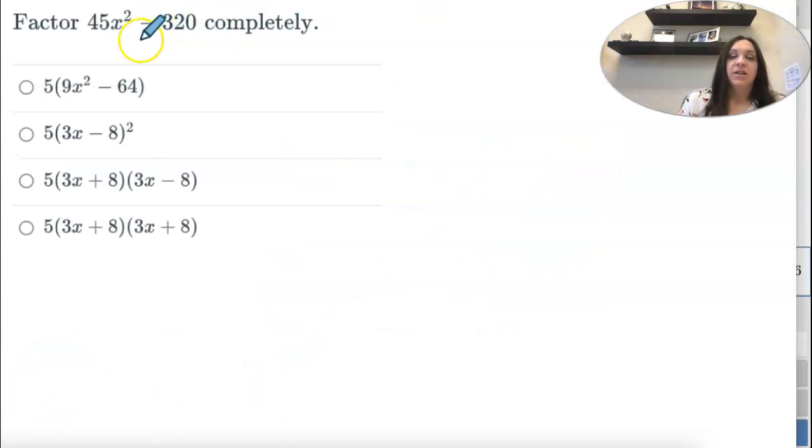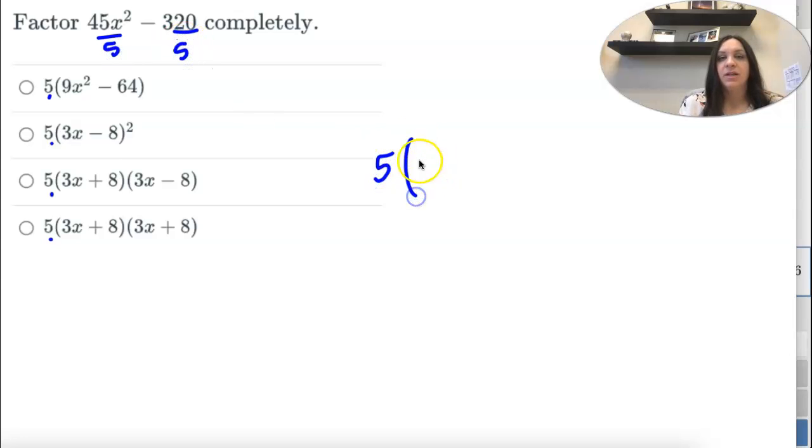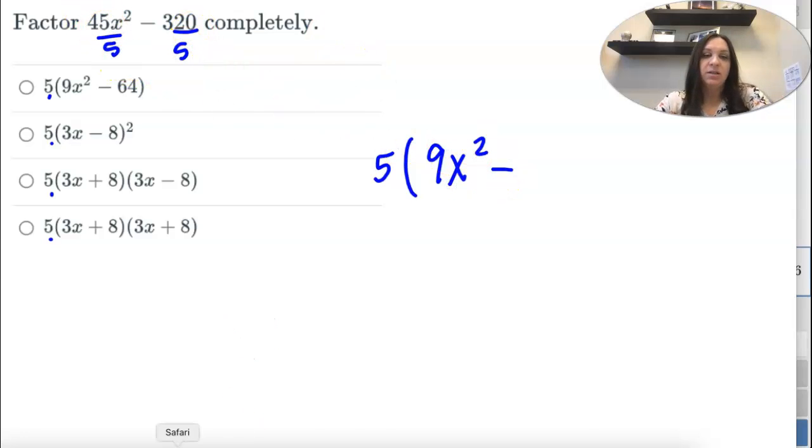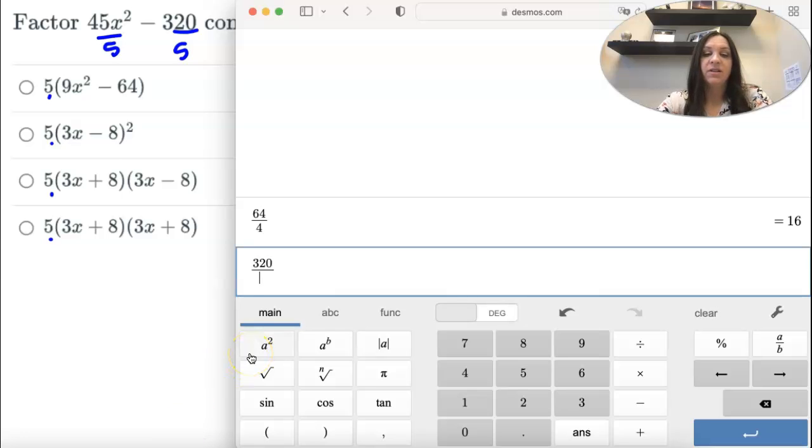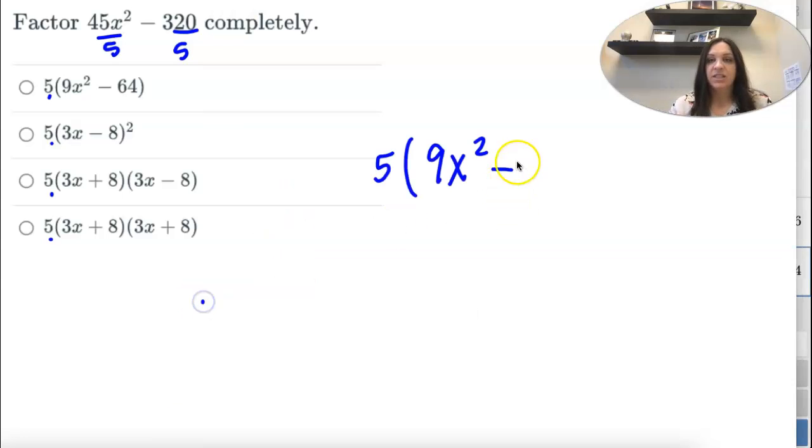Okay, so notice here, I'm missing the x. It's just x squared and a number. So I'm going to do difference of squares, but I have to take out what they have in common first. Do you see what it is? It's a 5. Right, so if I divide both of these by 5, I'm going to have a 5 out, and I'm left with 9x squared, 45 divided by 5. Then 320 divided by 5 is negative 64.